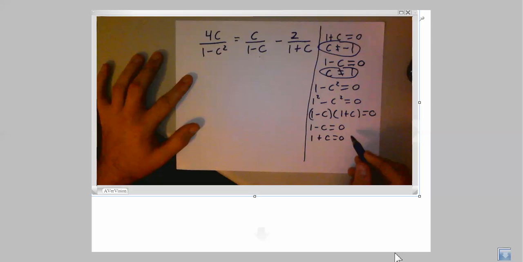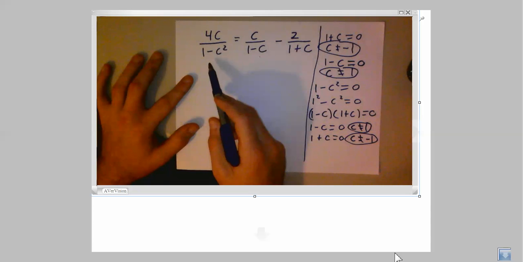Well, the first one implies that C is equal to 1. So this tells us C cannot be equal to 1, but we already knew that. And the second one tells us C is equal to -1, so that means C cannot equal -1. Because if C were equal to -1, then 1 plus C would equal 0. Then 1 minus C squared would be 0, and we'd be dividing by 0.